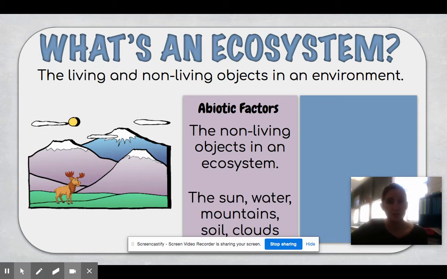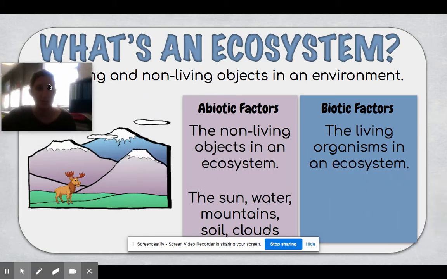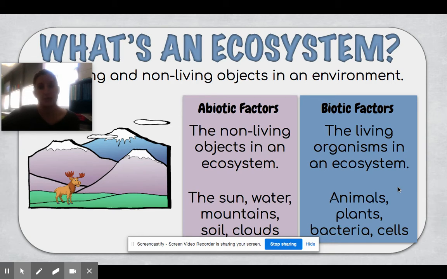Some examples are the sun, water, mountains, soil, clouds. Just a couple examples. Biotic factors are the living organisms in an ecosystem, so it's anything living. Some examples are animals, plants, bacteria, cells, all of which are living.